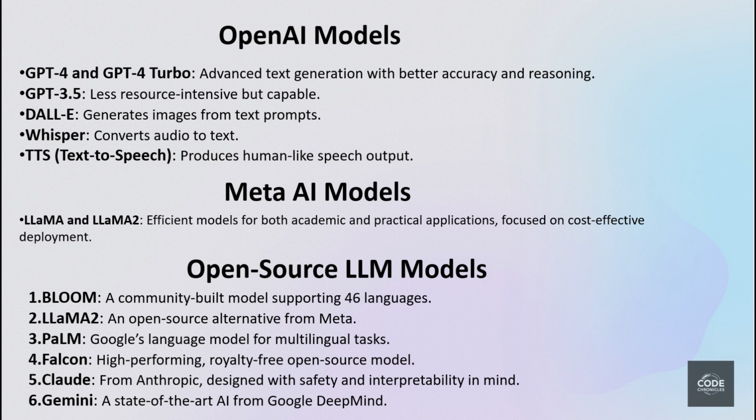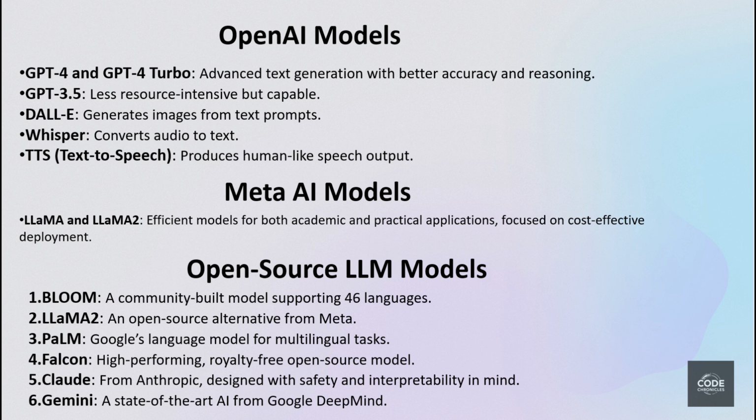Moving on to Meta AI, they have introduced models like LLAMA and LLAMA 2. These are efficient both for academic research and practical application, and are designed to be cost effective. LLAMA 2 is particularly notable for its open source availability.